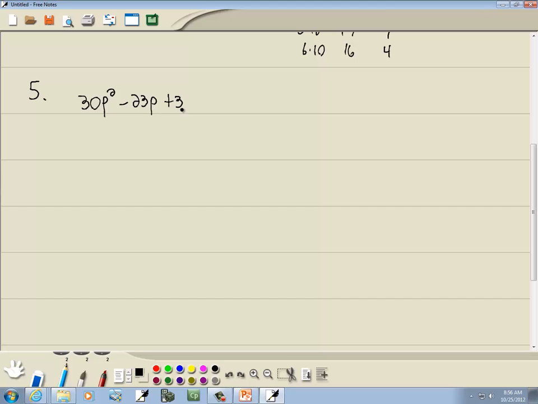Key number. P squared, p, no p, and there's a number in front of your p squared. This is key number. So we're going to take our number at the beginning times the number at the end. So I'll take 30 times 3, which gives us 90. We're going to write down all products that give us 90. There's 1 times 90, 2 times 45, 3 times 30, 4 times something.